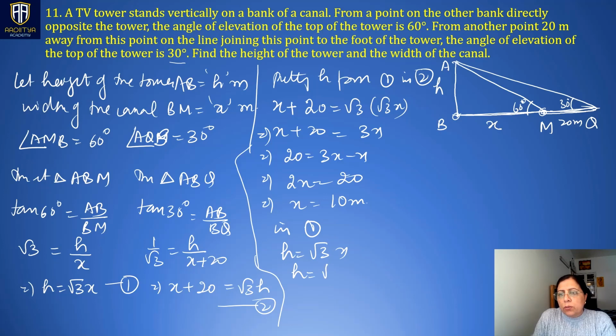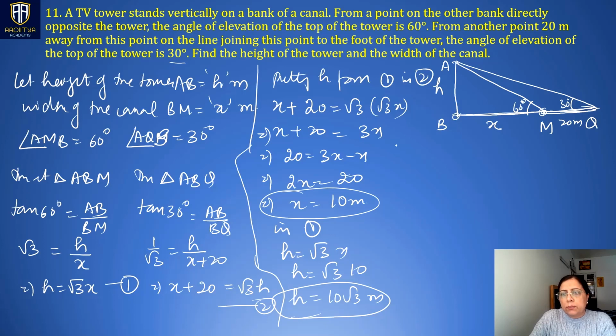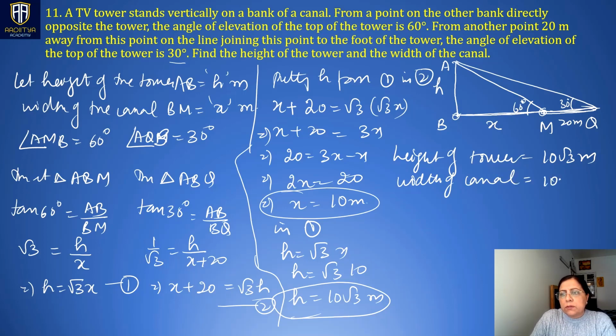H is root 3 times x, that is 10. So height of the tower is 10 root 3 meters. This is one variable, this is the other variable. So finally we can write height of the tower is 10 root 3 meters and width of canal is x, which is 10 meters, right?